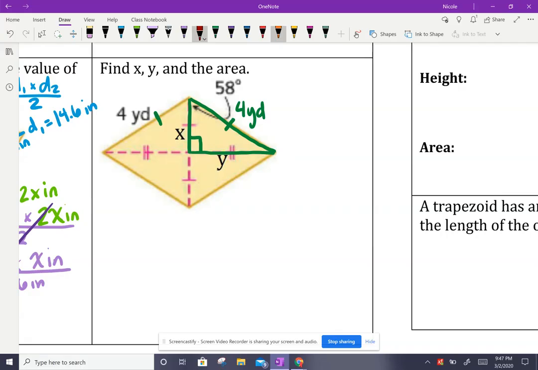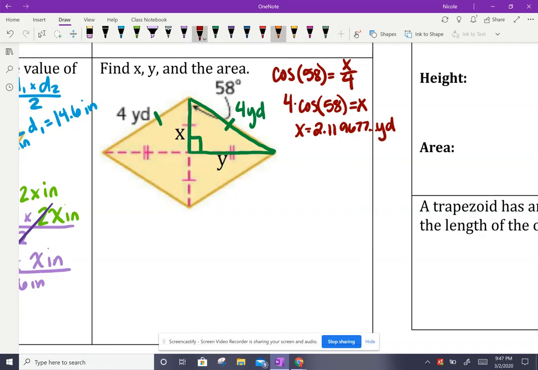So in order to solve for x, x is adjacent to my 58 degrees. So that's cosine of 58 equals x over 4. Move that 4 to the other side. 4 times cosine of 58 should give me x. With my calculator, we get x is equal to 2.119677, and it's just going to keep on going, yards.